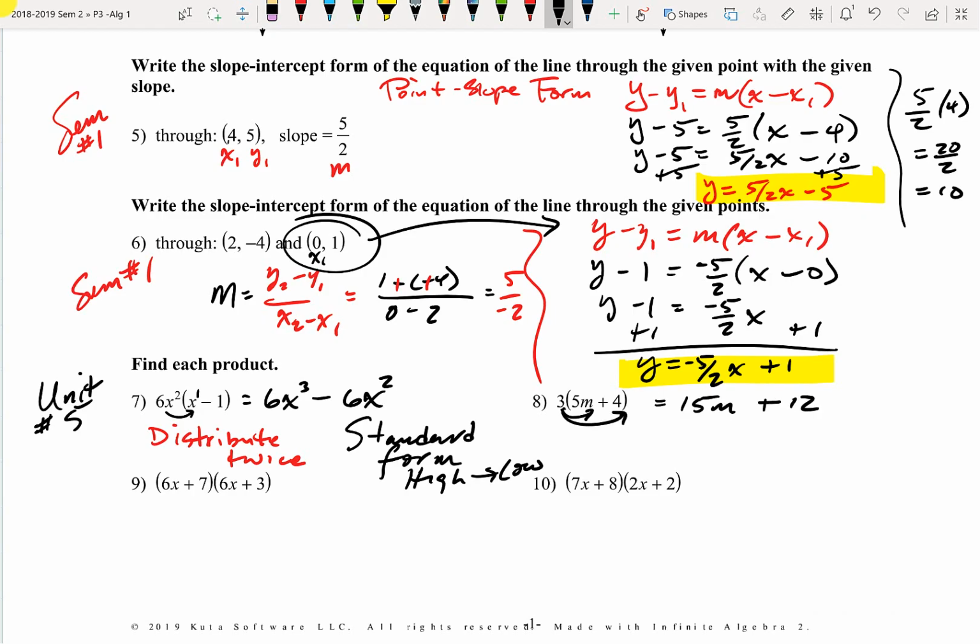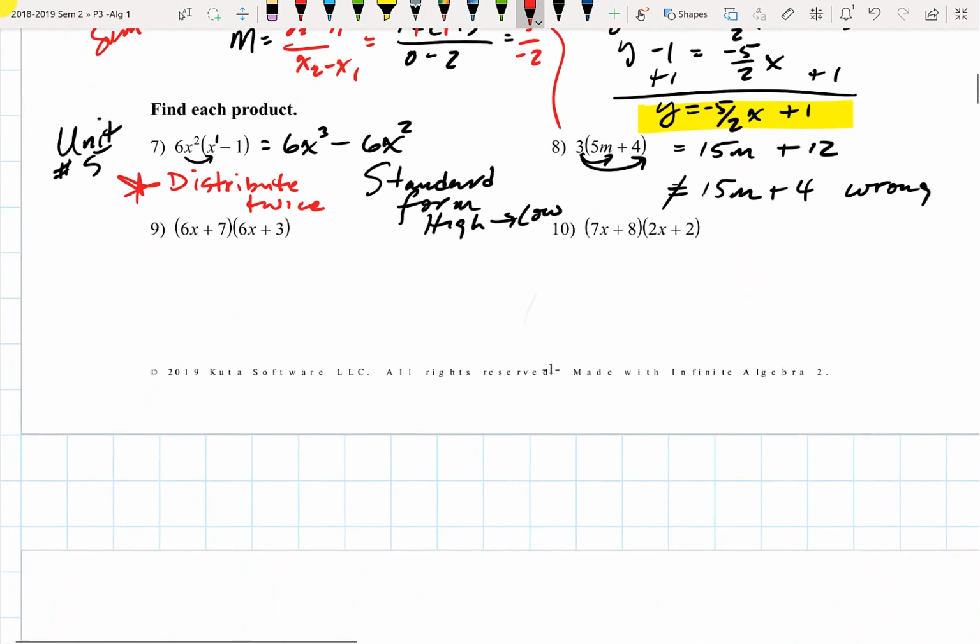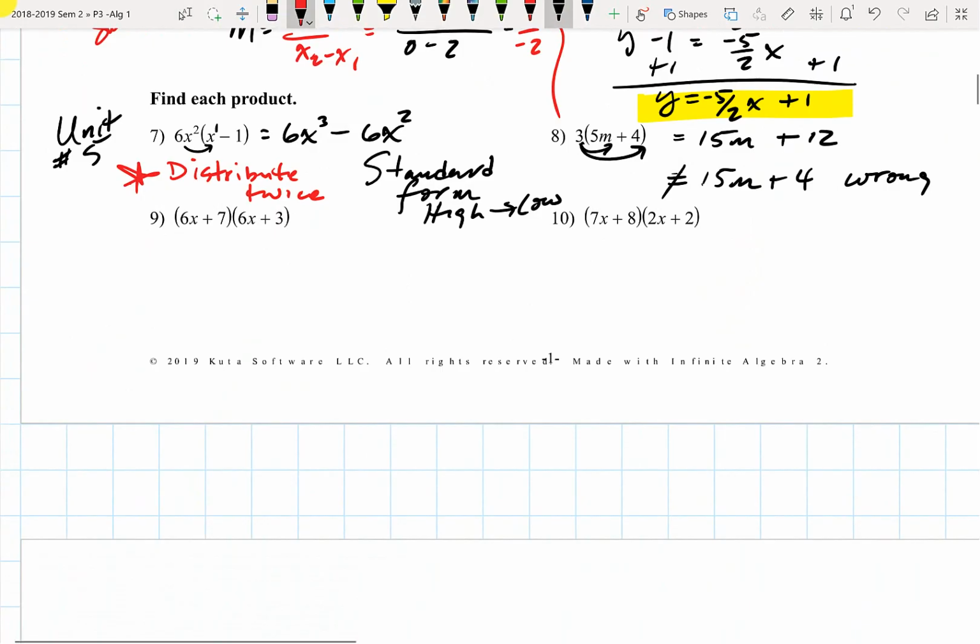You just distribute twice. The most common mistake people make, all right, is they don't distribute twice and they think the answer is 15m plus 4. All right, this is wrong. Okay, you got to distribute twice, as I said over here. Key concept. That's if you distribute through a binomial, which has two terms. Okay, now when you multiply binomials, I'll do one of these. You want to distribute or use the FOIL method.